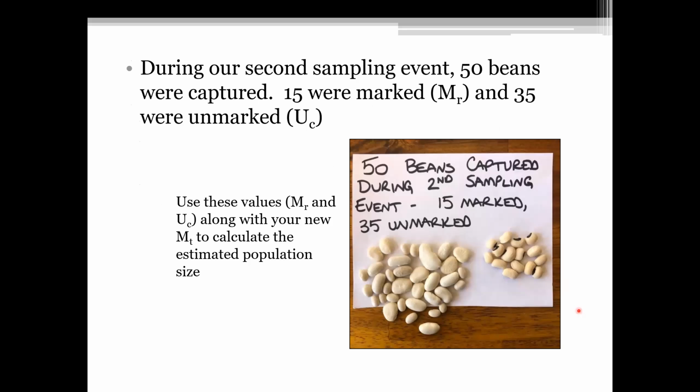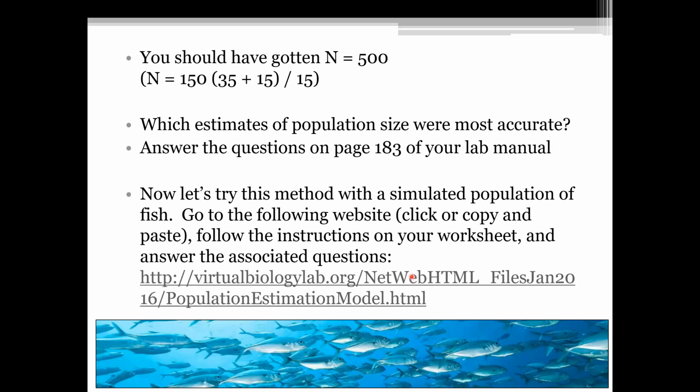We go back and recapture individuals. When we recapture them, we recapture 50 beans. This is our second sampling event. When we recapture them, we see that 15 were marked. So 15 already have this black Sharpie on them. This is our MR. And we see that 35 are newly captured beans. So these are unmarked. This is our UC. When we plug this into the equation, you see that our estimate is 500.